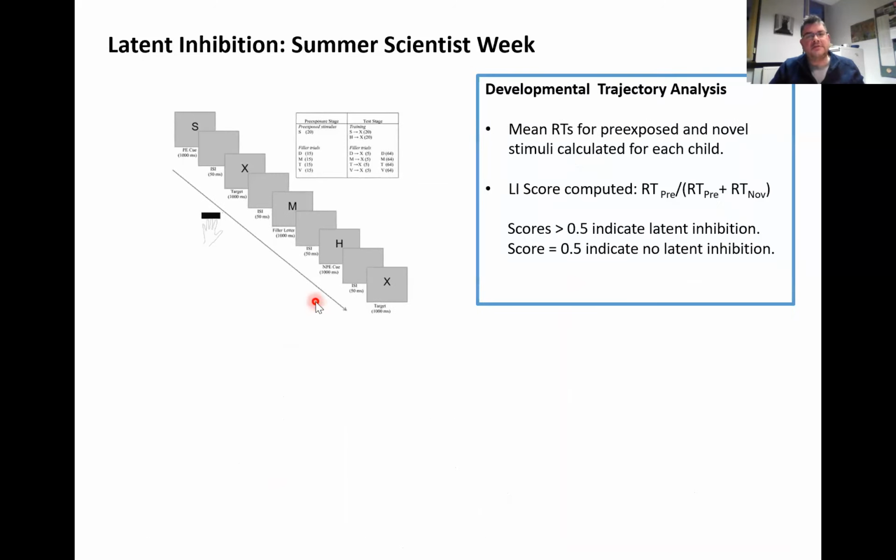In order to try and characterize this, we computed one score that gives us a measure of latent inhibition. Over the entire stage 2 of training, during the test stage, we took the mean reaction times for the 20 pre-exposed stimulus trials and the 20 trials for the novel stimulus. And then we computed a latent inhibition score. We took the response time overall for the pre-exposed stimulus and divided that by the sum of the response times to the pre-exposed stimulus and the novel stimulus. With this measure, any score that's greater than 0.5 indicates latent inhibition. That is to say, faster responses to the novel stimulus compared to the pre-exposed stimulus. And a score of 0.5 would indicate no difference in response times to those stimuli, so no latent inhibition.